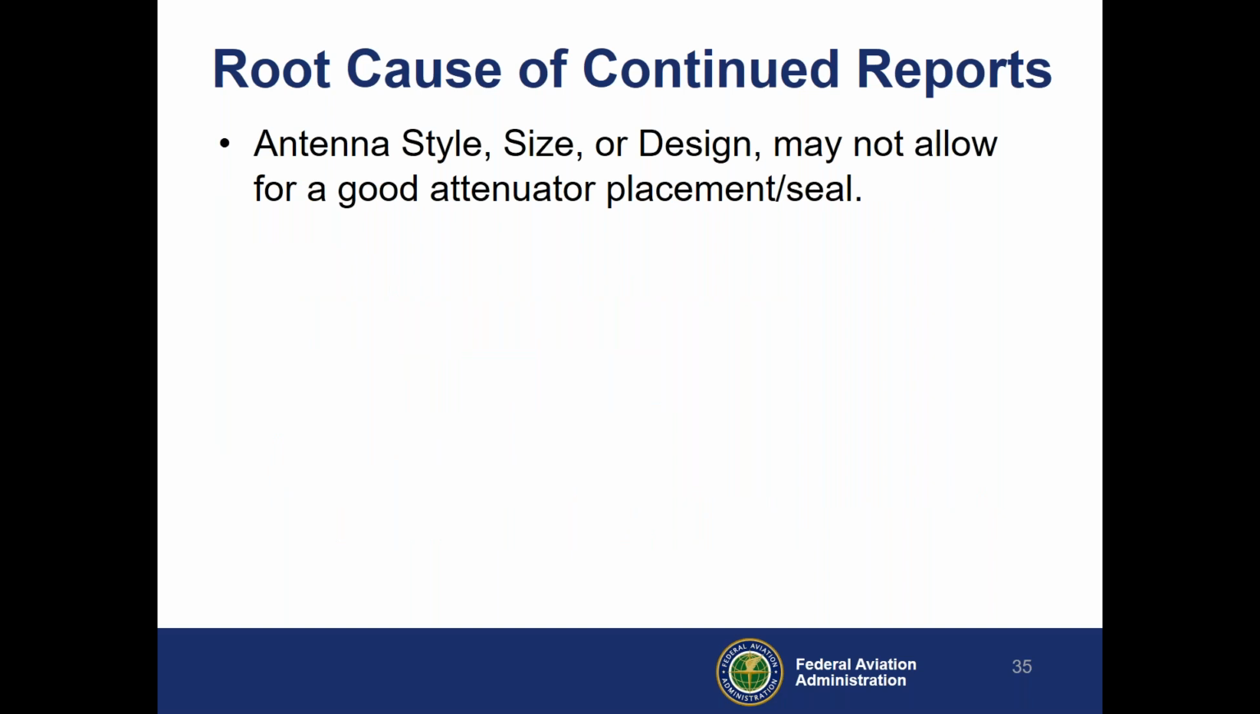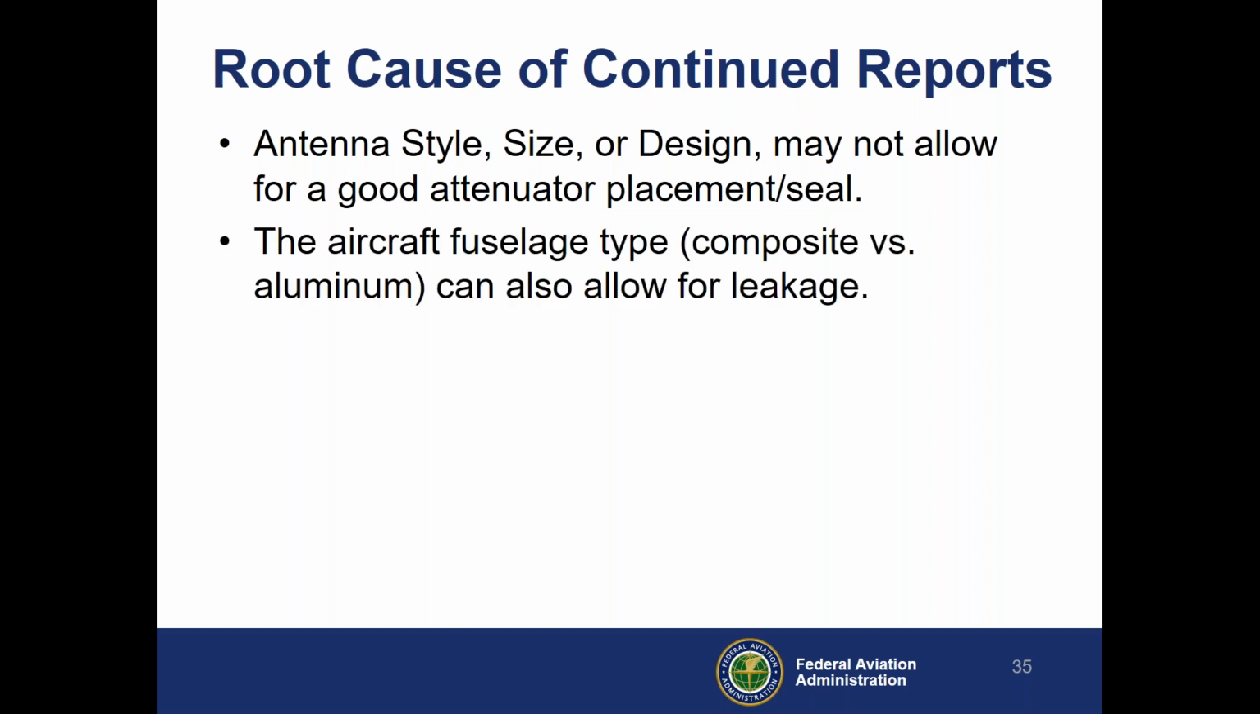Sometimes the antenna style, size, or design doesn't allow a good attenuator placement, as Carrie was discussing. It can be a challenge with the different styles and shapes and sizes of these antennas. Aircraft fuselage type, composite versus aluminum. Carrie, do you want to expand on that?